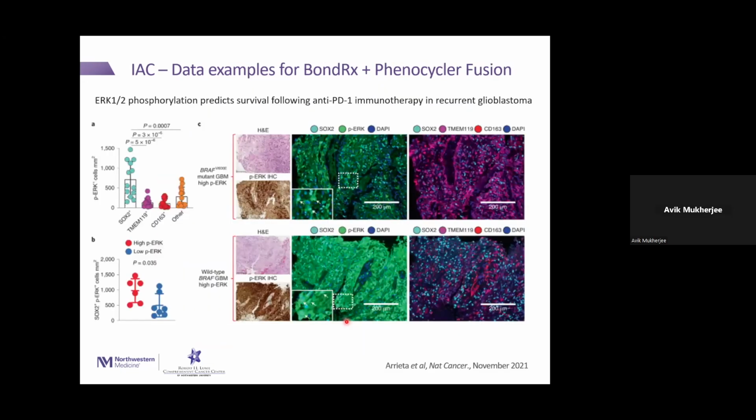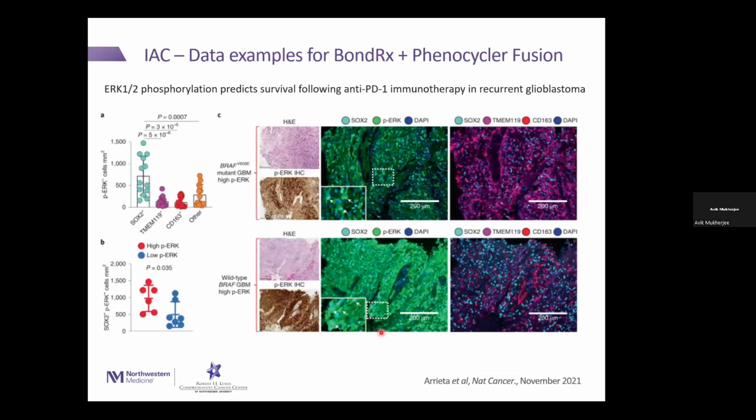The second example that I want to show you is from Sonabend Lab at Northwestern. They work on glioblastomas. This is a paper they published in 2021 where they showed that ARC1-2 phosphorylation predicts survival following checkpoint blockade immunotherapy in recurrent glioblastoma.